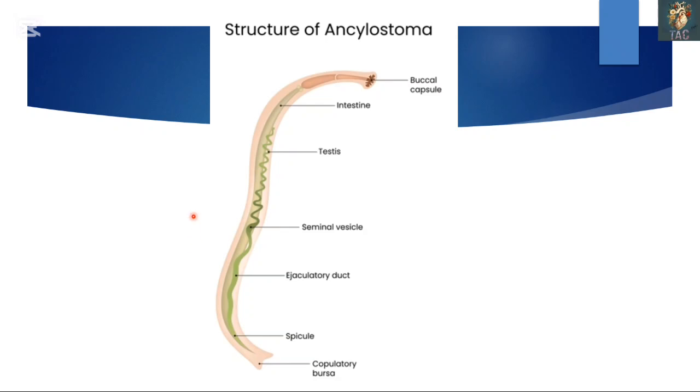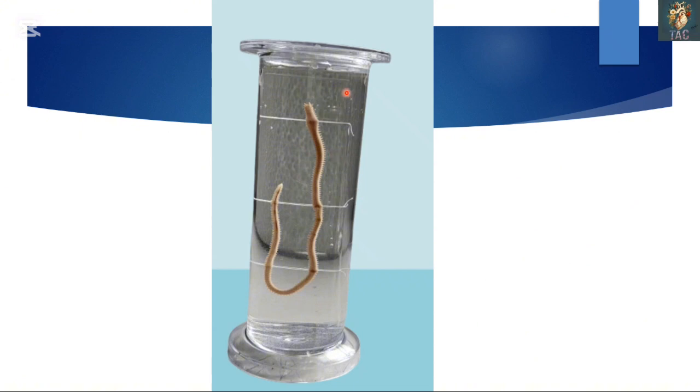Okay students, now we move on to our next slide, that is of Ankylostoma duodenale. Ankylostoma duodenale is a hookworm, a nematode parasite that infects the small intestine of humans. The shape is all clear from this image. It has buccal capsule, intestine, testes, seminal vesicle, ejaculatory duct, spicules, and copulatory bursa. This is a male worm. The female worm has uterus filled with numerous eggs. In this slide, you can see Ankylostoma duodenale preserved in formalin jar.